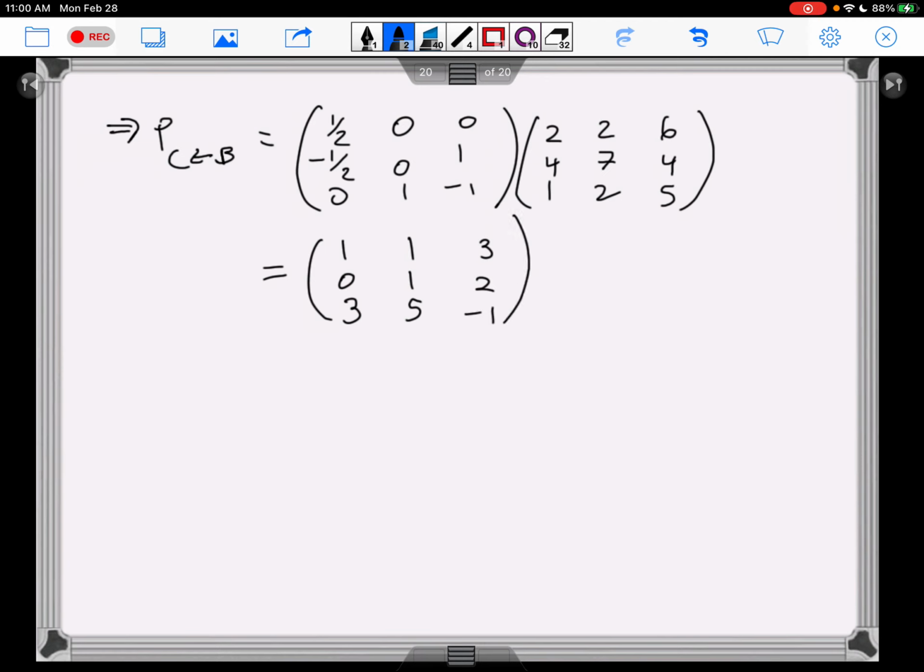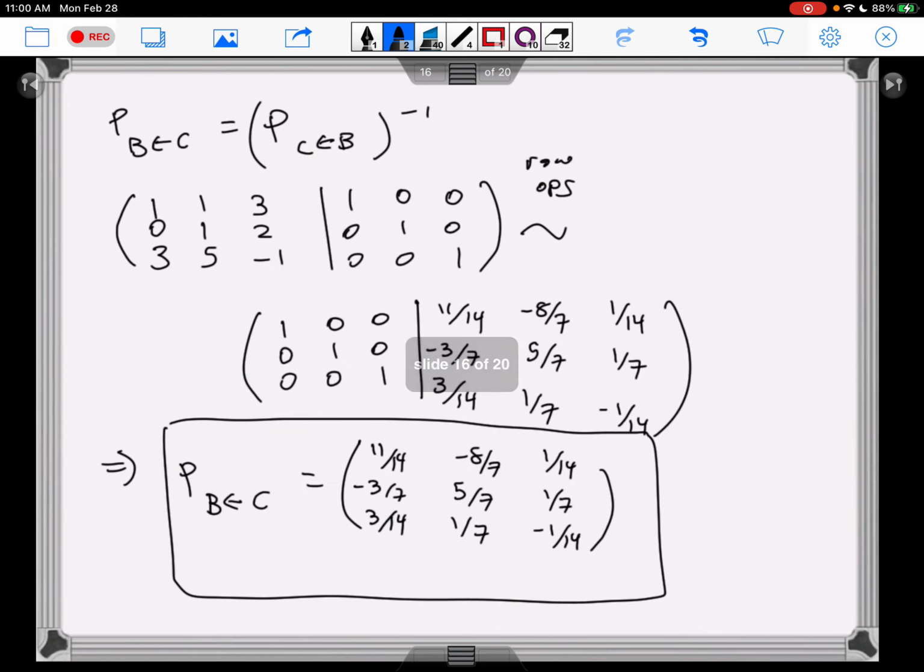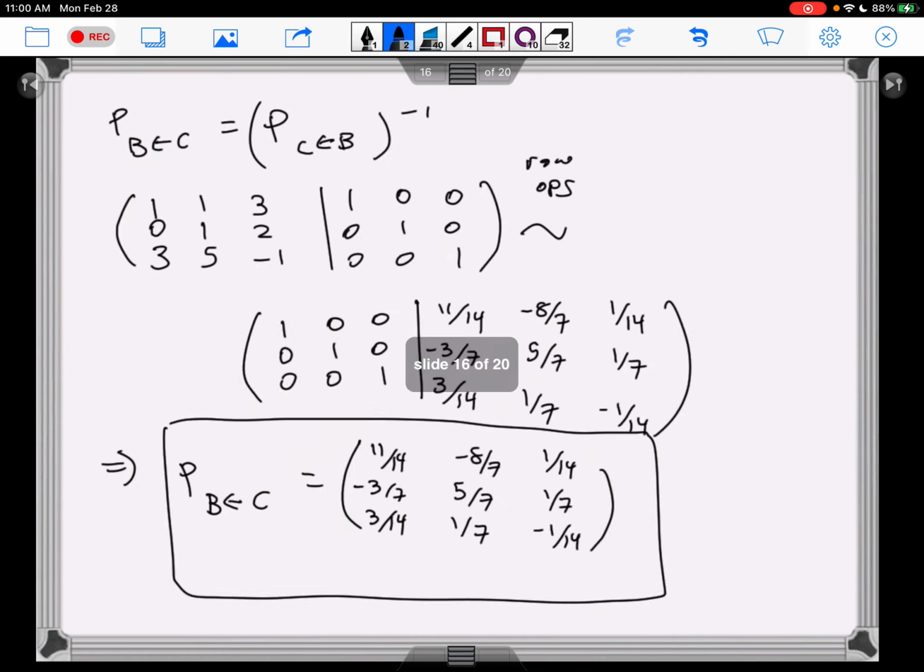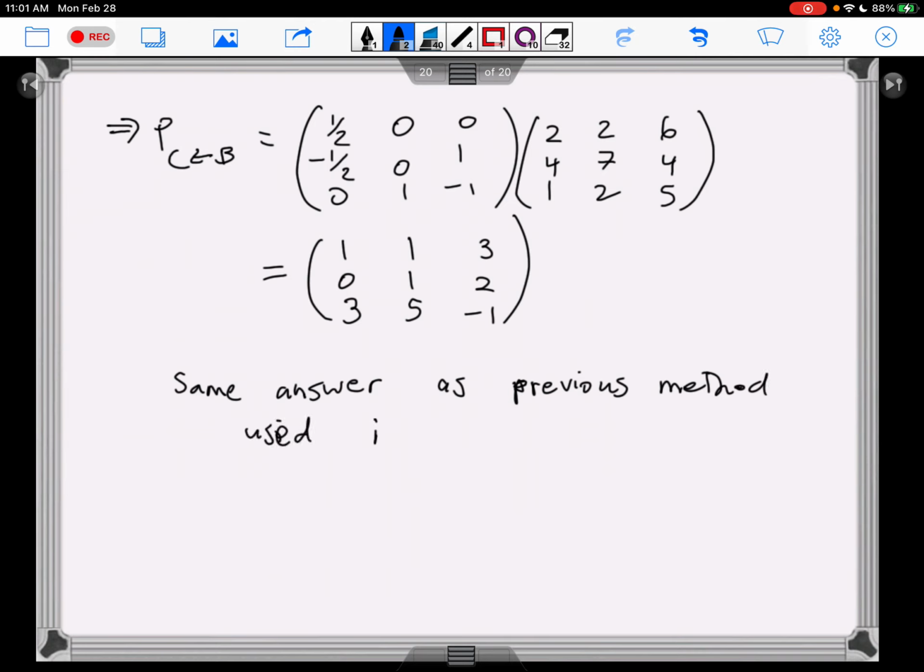And if we look back at our last example, it's exactly what we got, isn't it? So let's write that down. Same answer as the previous method used in the example.